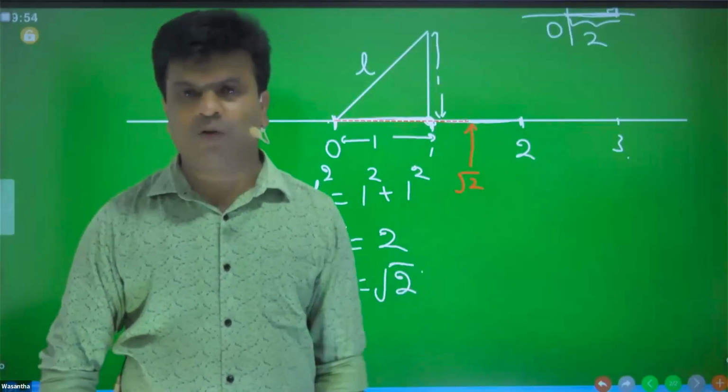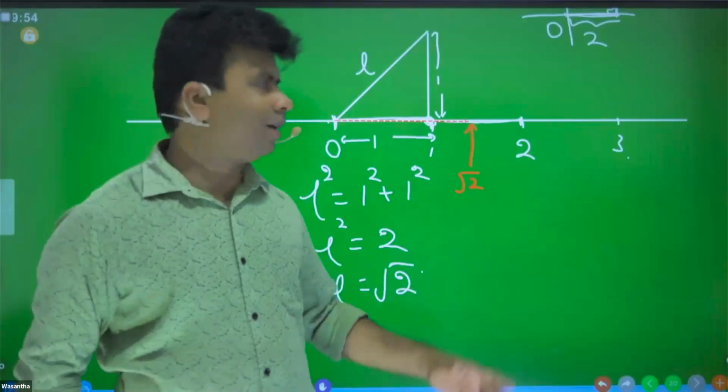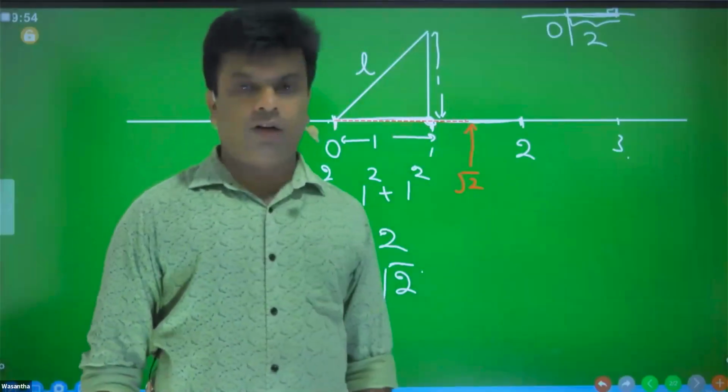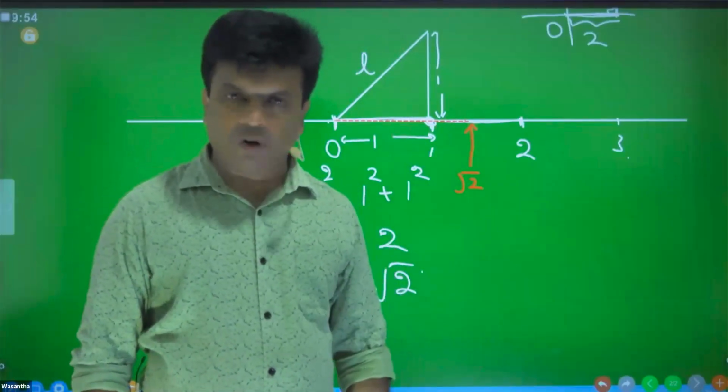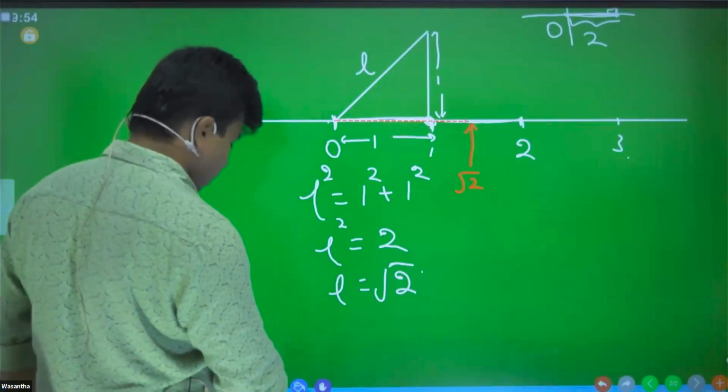It's very easy to explain on the smart board, not like physical class. So here, endpoint is root 2. Got it? Okay, now next part.